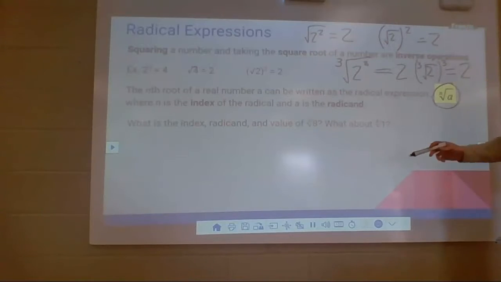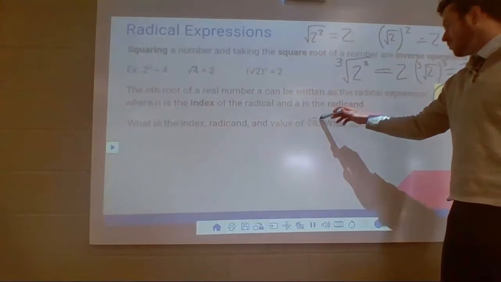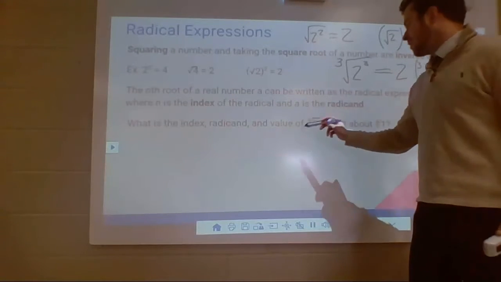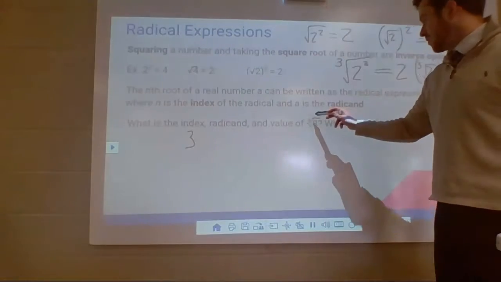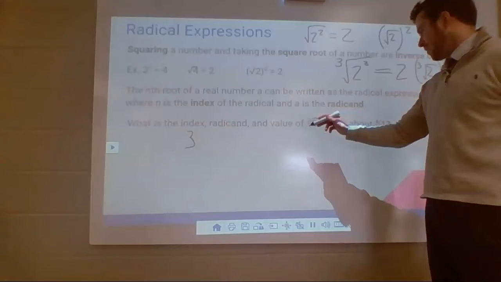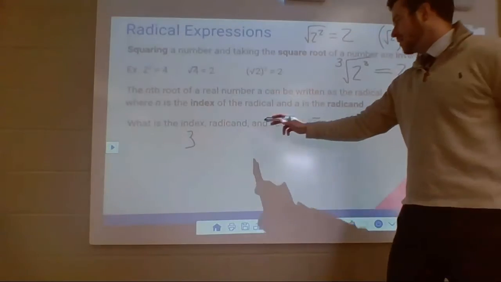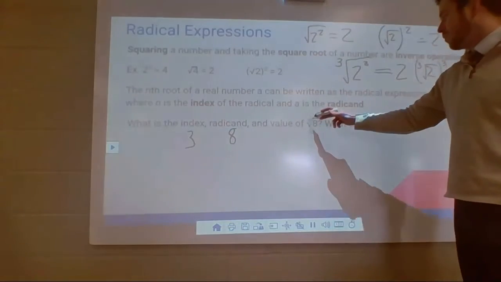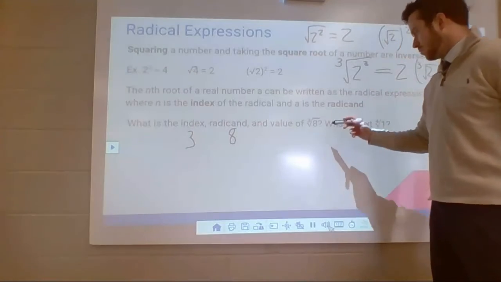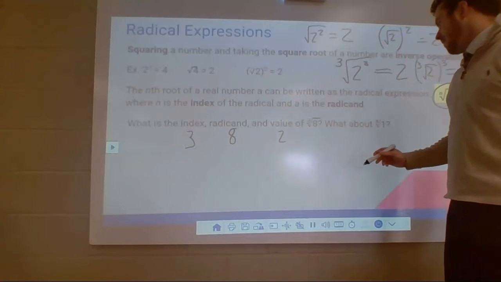Okay. So now let's figure out what is the index, radicand, and value of the cube root of 8. All right, well, let's think for a second. The index is 3 because that's the value of n right here. N is index, okay? The radicand, well, that is a in our little formula there. The radicand is 8. And then the cube root of 8, well, ask yourself this: what number cubed is 8? Well, it's 2. The value of the cube root of 8 equals 2, okay?